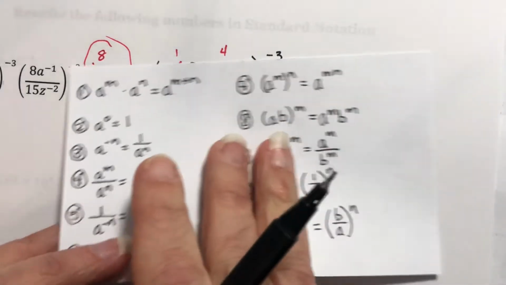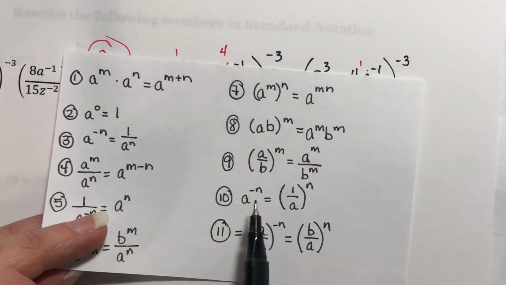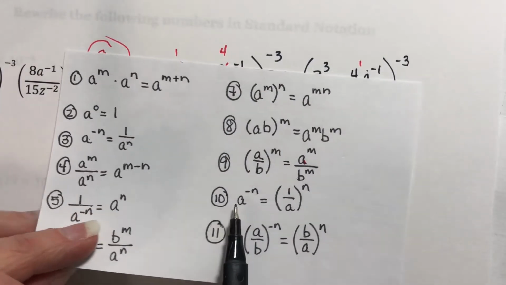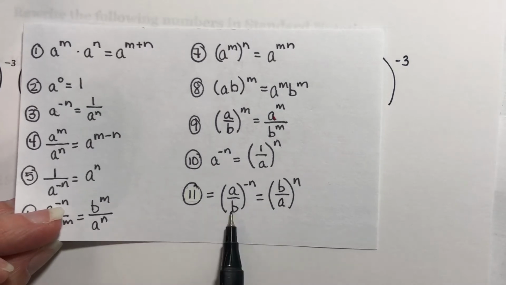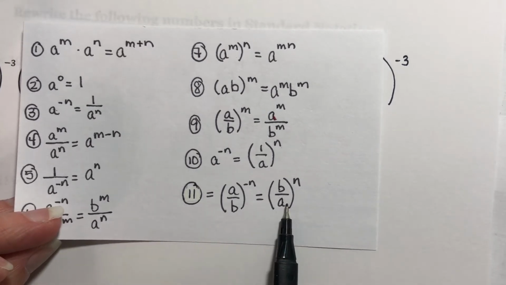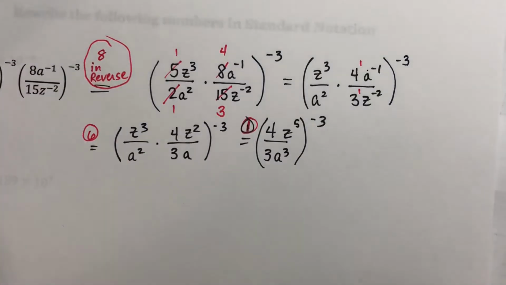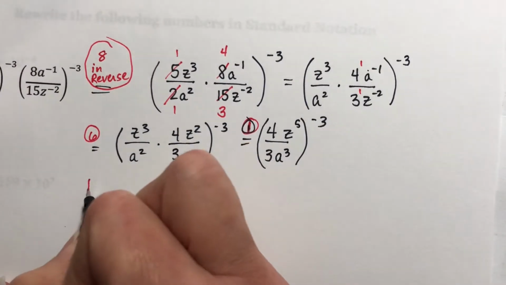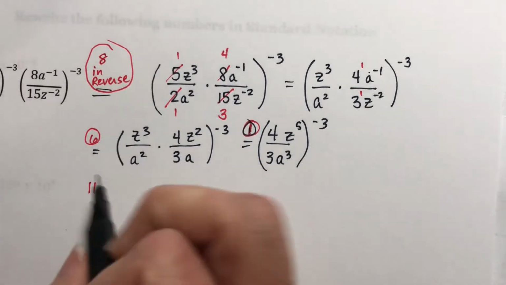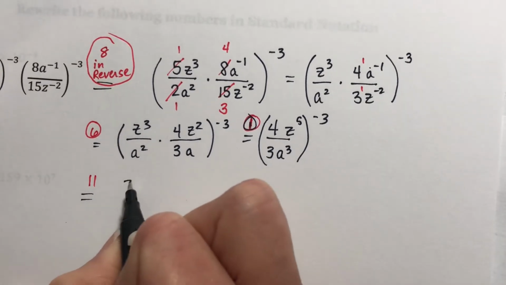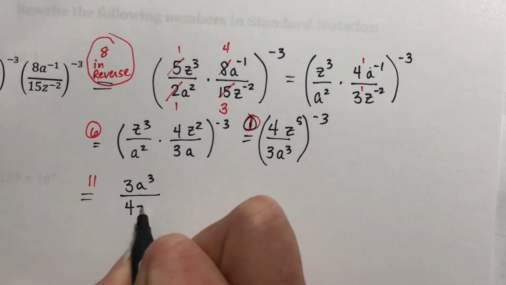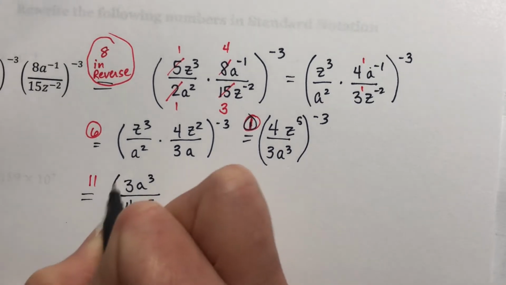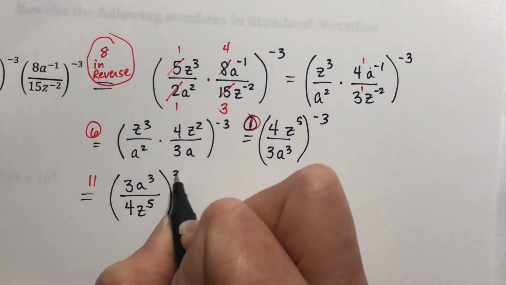Okay? So now I have a fraction that is raised to a negative exponent. So I'm going to use property number 11 and flip the fraction on the inside, and then the power becomes positive. So this is property number 11, which gives me 3a cubed over 4z to the 5th, and now it's raised to the positive 3 power.